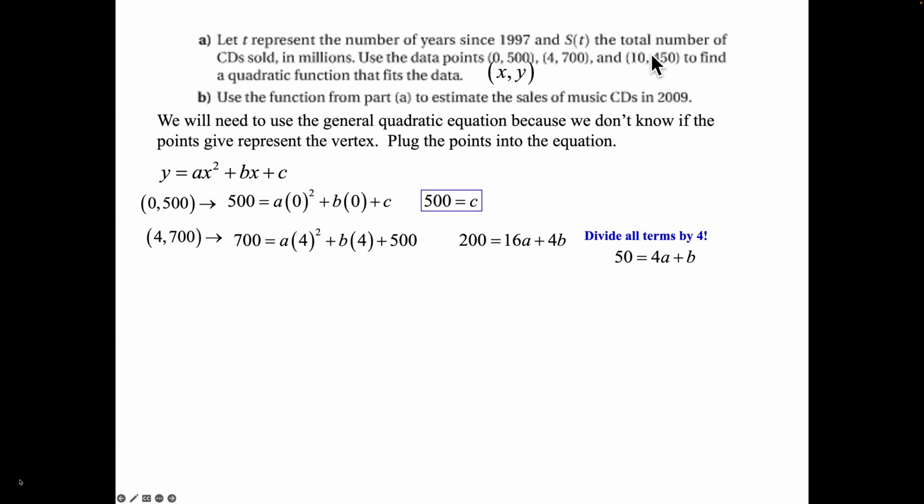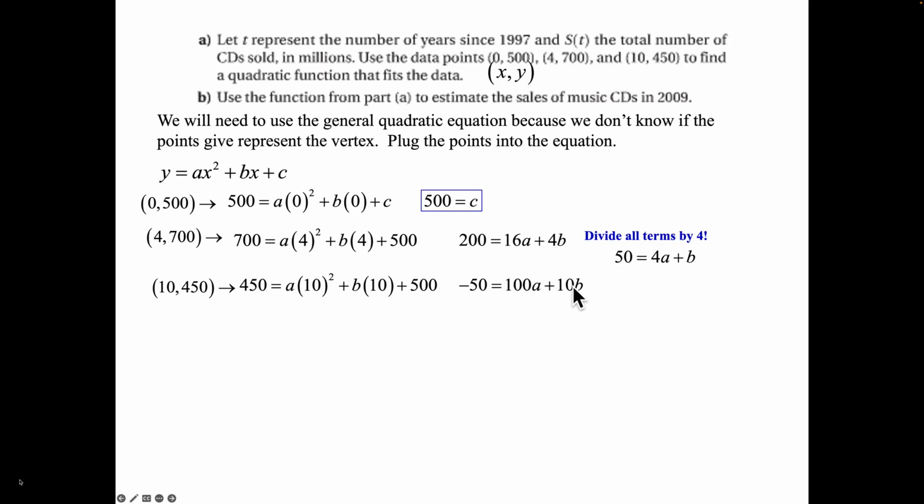Okay, we have one more point to do. We got to do 10 and 450. 450 is the y. Put that in. Equals a times 10 squared. That will be 100a plus 10b plus 500. Again, subtract the 500 to the 450. Gives me negative 50. We said that's going to equal 100a plus 10b.